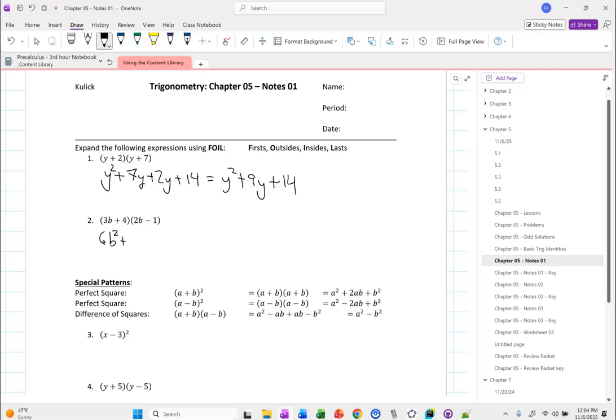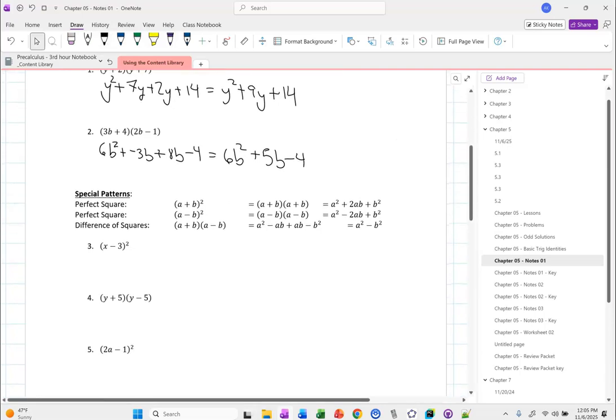And then the outers, negative 3b. So you could write that as minus, or I wrote as plus a negative. Either way is fine. The inners, 8b, and the lasts. And again, we could combine this stuff together. What two are like terms? The negative 3b and the 8b, when I combine those, what do I get? 5b. Everybody's okay? Feel good on foiling?